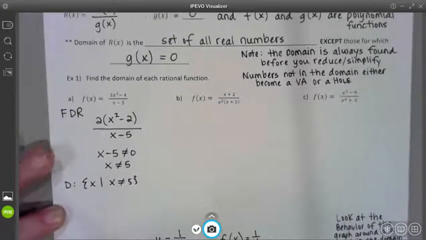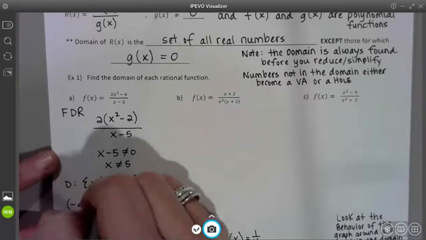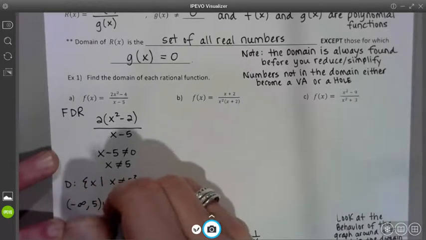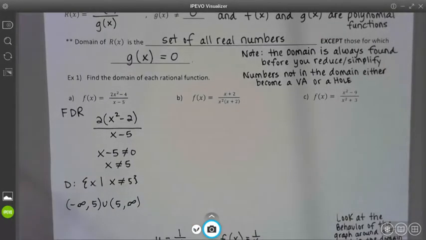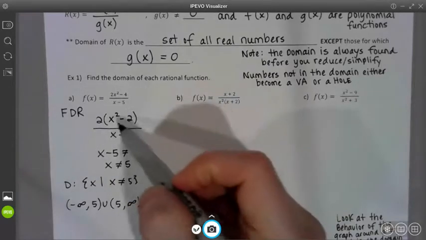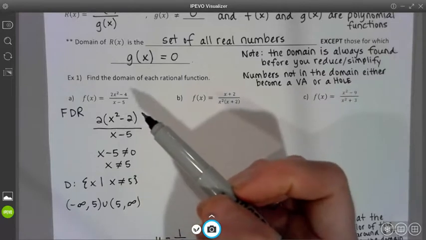All right, and then in interval notation, it would be any number from negative infinity to 5, union, pick up on the other side of 5, all the way to infinity. And we use parentheses to show that we are not including 5. All right, so perfect. That would be the domain. Then I would let you go back and reduce, cross out anything on top and bottom that cancels, but nothing does, so we're good to go.